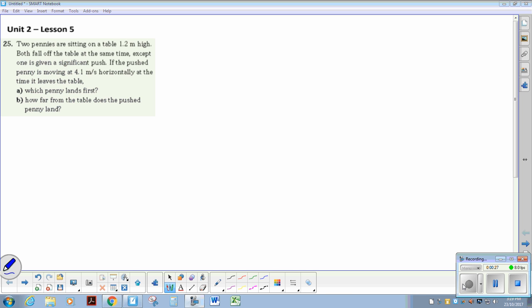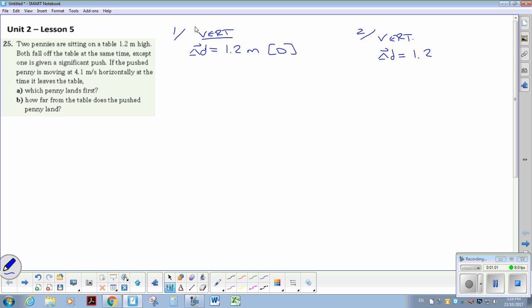So first thing we want to do is set it up. So we've got, let's call it penny 1. We know for both pennies, delta D equals 1.2 meters, and it's down, because we're sitting on top of the desk, so relatively speaking, we're going to land down. Now, I need to be a little bit more accurate here. So this is penny 1, and this is the vertical information. At the same time, penny 2, vertical information, has the exact same delta D, 1.2 meters down.